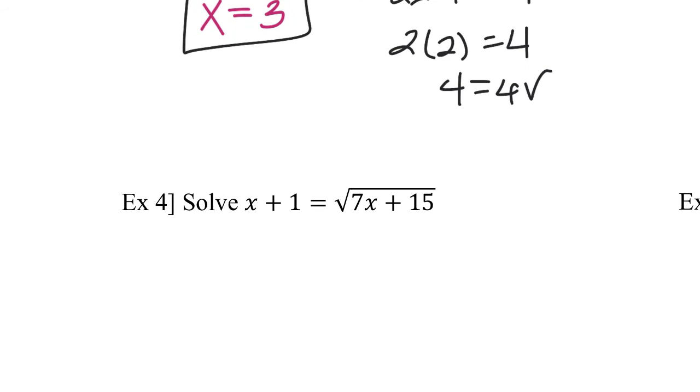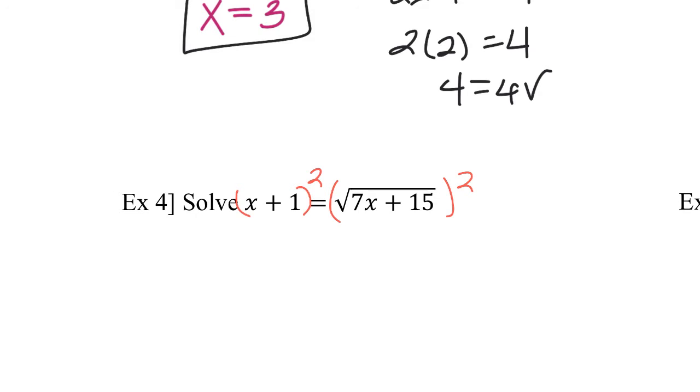Now I've got x's on both sides this time. Solve x plus 1 equals the square root of 7x plus 15. The radical is the only thing we need to worry about being isolated right now, and it is. On this side of the equal sign, there's nothing else besides this square root. So the inverse of a square root is squaring both sides.